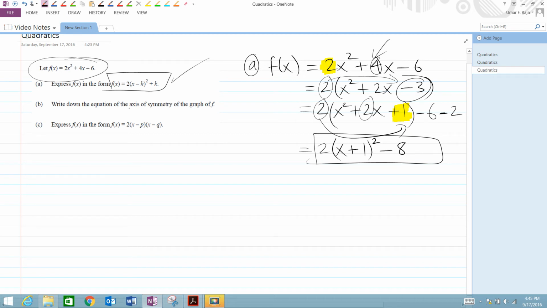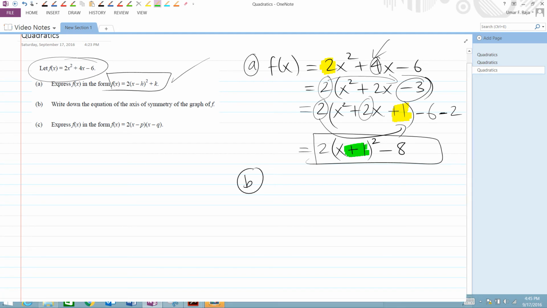Write down the equation of the axis of symmetry of the graph of f. Now the thing is, this is actually really easy because now you have the equation in the vertex form, and you know that the equation of the axis of symmetry is the same as whatever the h coordinate is, or whatever the x coordinate is. And in this case, you can get that from the inside of the parentheses.